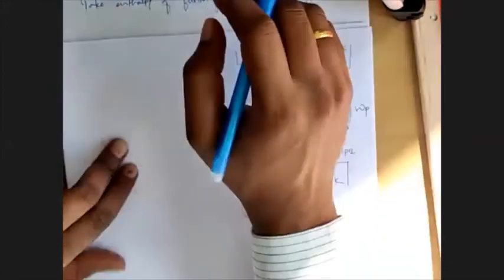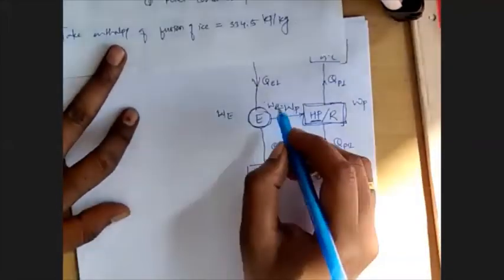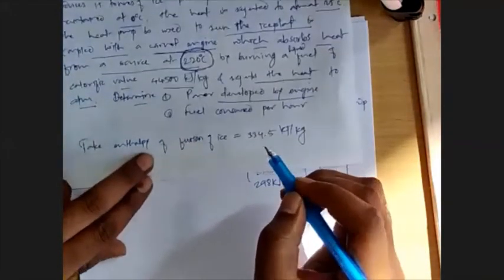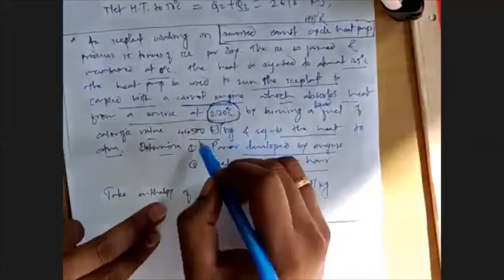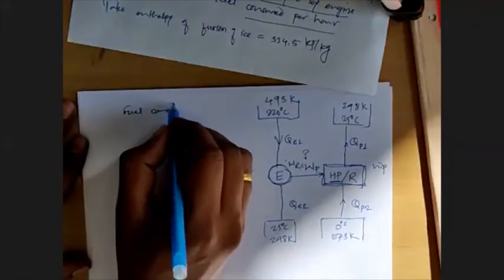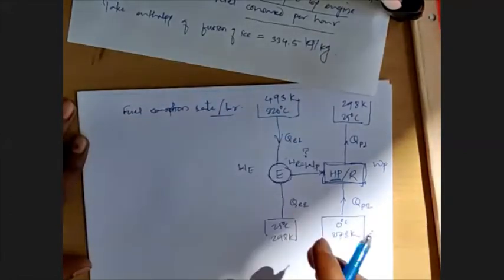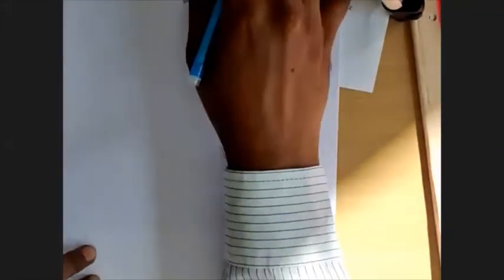Now let's try to get what we need to find exactly. Determine power developed by the engine. So we need to find this W. That is the first thing we need to calculate. And second, fuel consumed per hour. They have given the calorific value of fuel, and they have asked the fuel consumption rate per hour. That we need to calculate. That is the second thing. So let's solve for the first one.